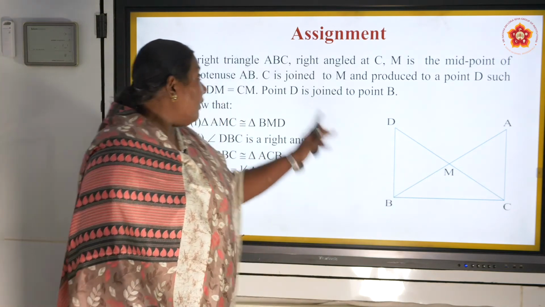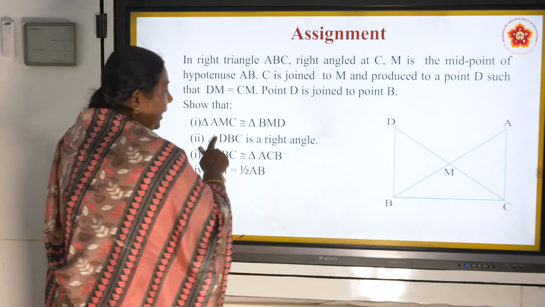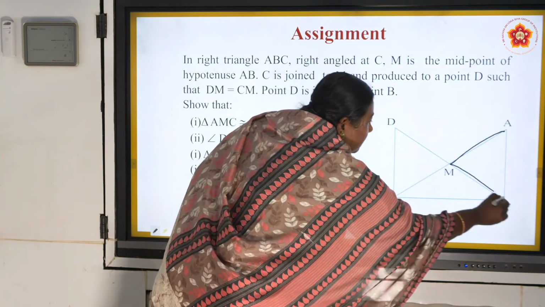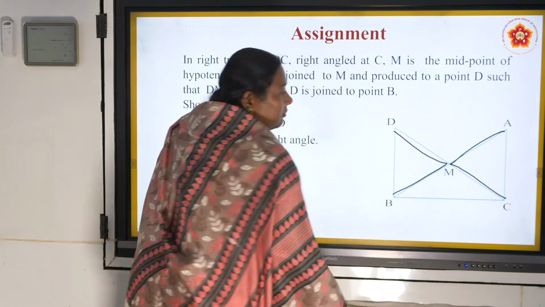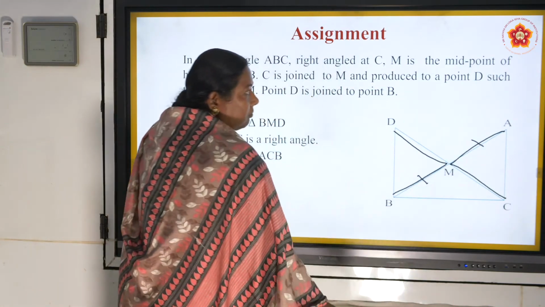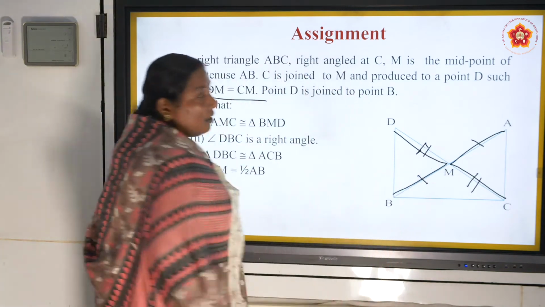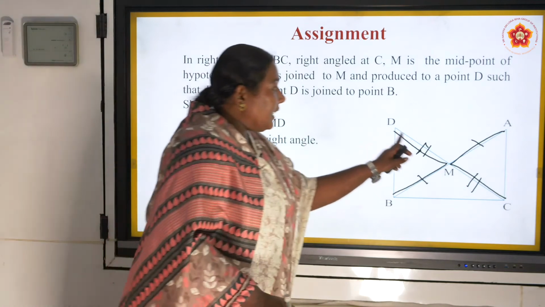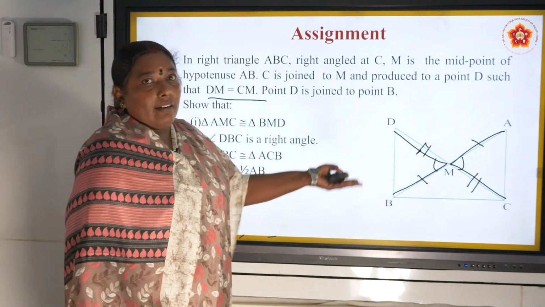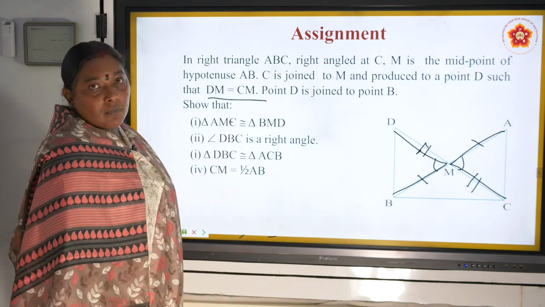The last one, after all the things they have given here: what they are asking is, triangle AMC is congruent to BMD. Now, because of the midpoint, these two sides are equal, and because of DM and CM, these two sides are equal. And I already told you, whenever you see an X, you have to think about vertically opposite angles. Now I have side angle side, SAS congruency, so you can tell that these two are congruent.